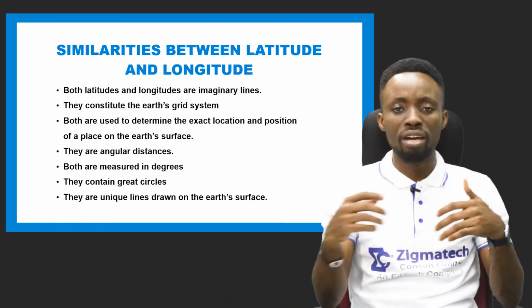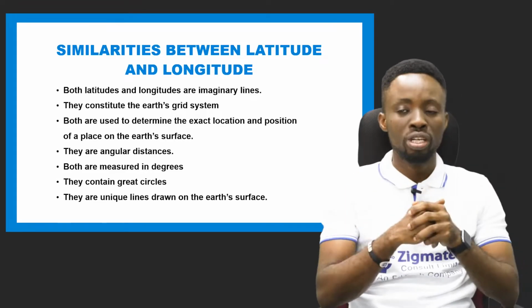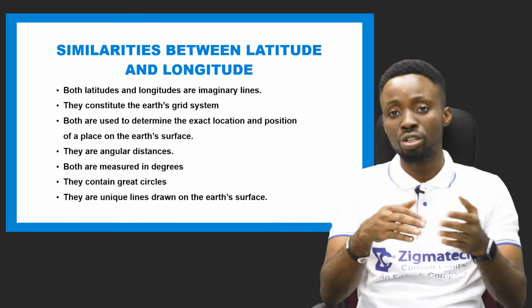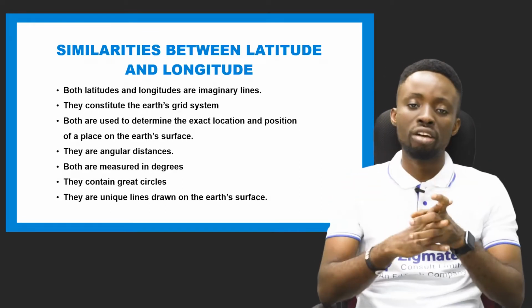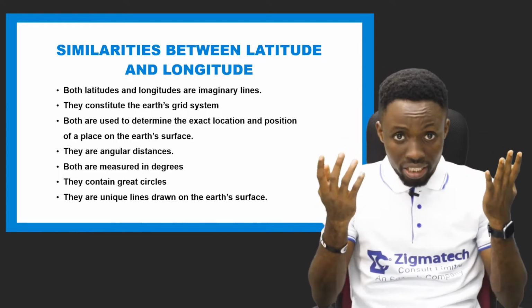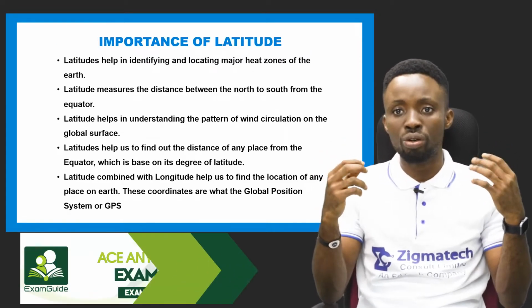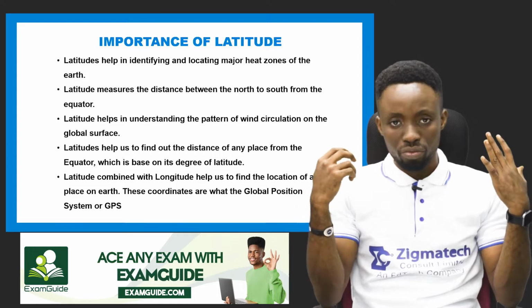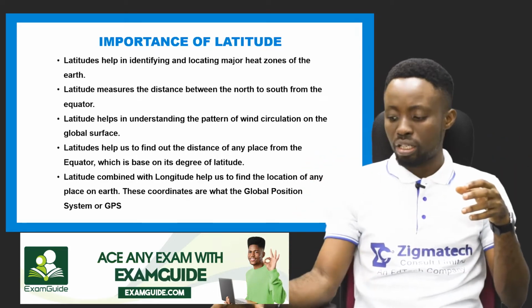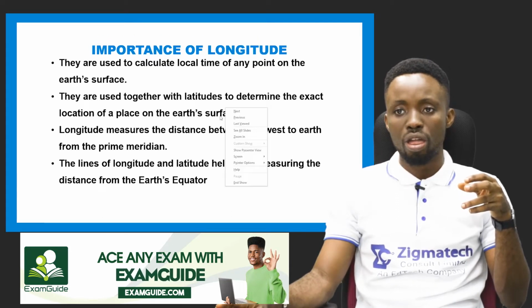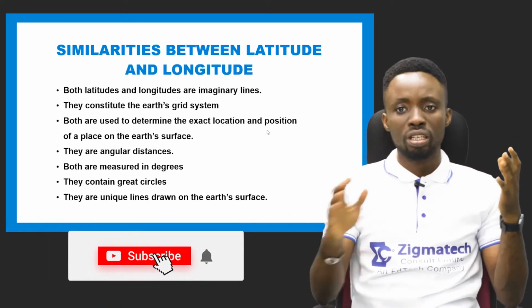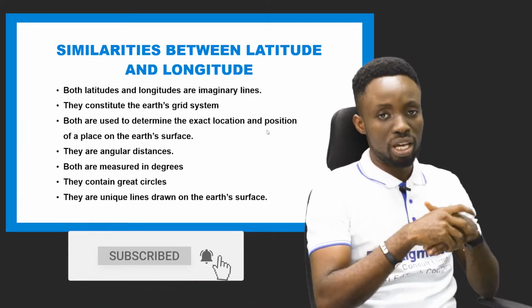So let's look at the similarities between latitude and longitude. Now, the first similarity we have between latitude and longitude is that they are imaginary lines. They are actually lines that are imagined. They are not just there. They are not there on the equator, and so we call them imaginary lines. Let's also look at the second similarity.